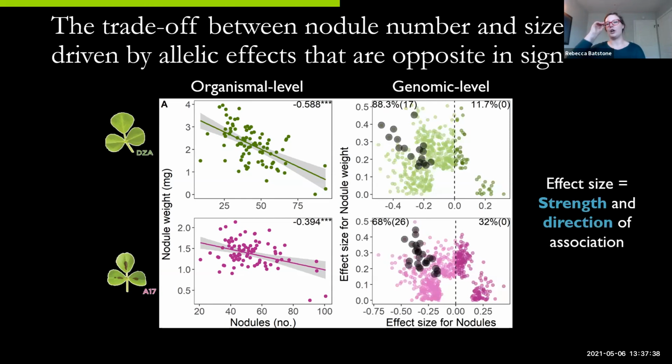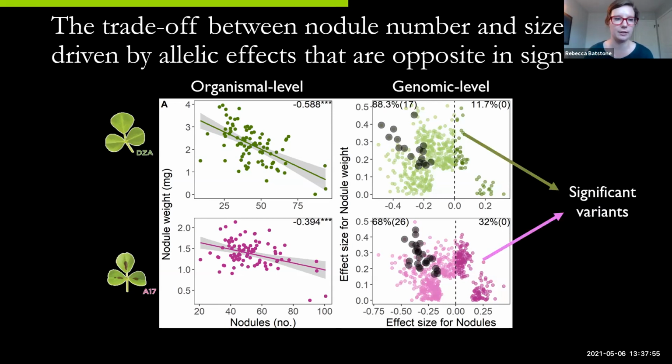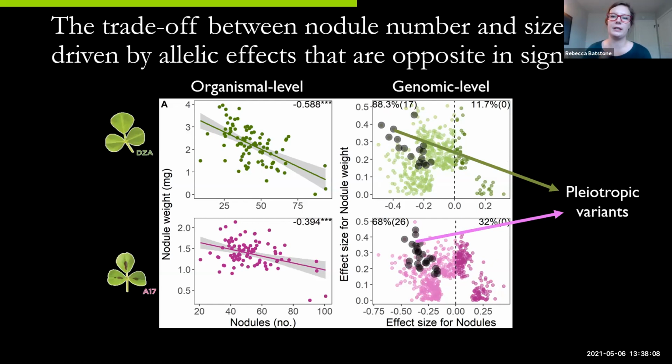Here are the results at the genomic level when we're regressing the effect sizes for nodule number on the x-axis and nodule weight on the y-axis. And again, the effect size represents both the strength and the direction of the association between the trait of interest and a particular variant allele. So just to layer in some information here, because I know there's a lot going on. Each dot represents a variant that is significantly associated with one of the two traits, and those are appearing in color here, whereas the dots shaded in black are actual pleiotropic variants. So they're significantly associated with both traits of interest.